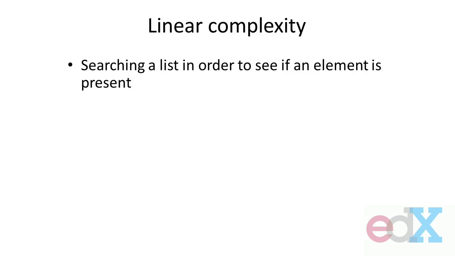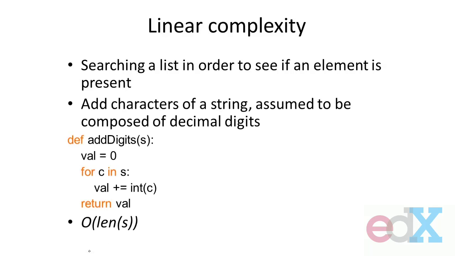How about linear algorithms? Well, searching a list where I just walk through it in order is a great example of a linear time algorithm. In the worst case, I've got to look at every element of the list, so it's linear in the size of the problem. Here's another example of a linear algorithm, and I want to use this to look at how we measure it. Suppose I've got a string that's assumed to be composed of decimal digits. I want to add up the characters of the string to get a number out. A trivial little thing to do, but let's look at what the code might look like.